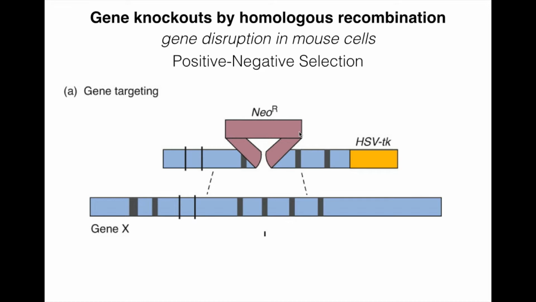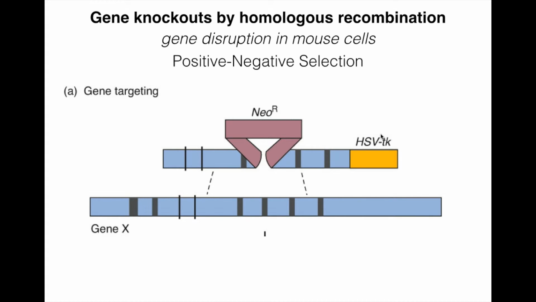The reason that we use the HSV-TK is that when a cell is producing this protein, it makes the cell sensitive to another selector. Neo makes it resistant to G418. The HSV-TK makes a cell sensitive to a compound called FIAU. So when the gene is inserted by homologous recombination, the cell will be resistant to G418 and sensitive to FIAU.